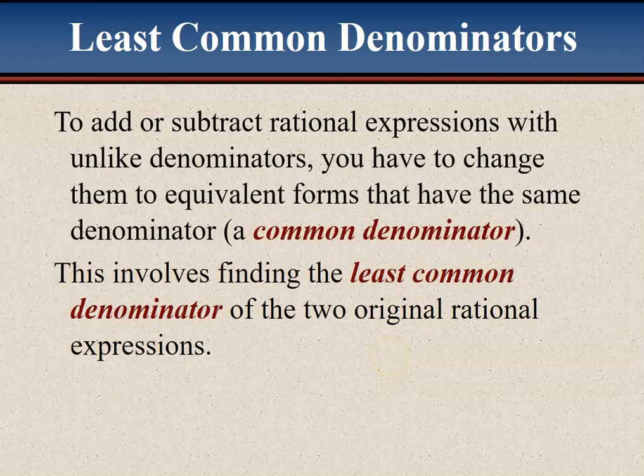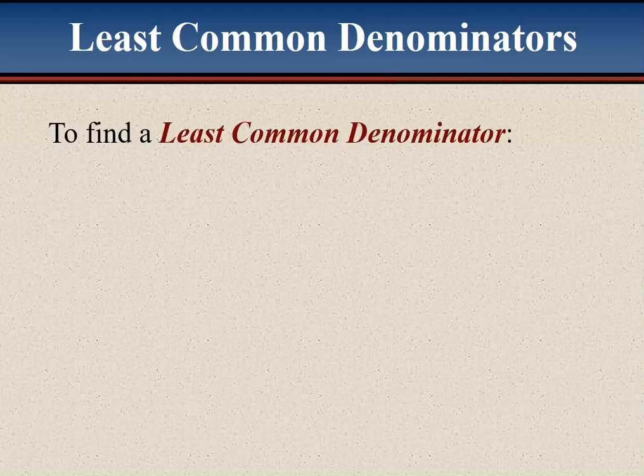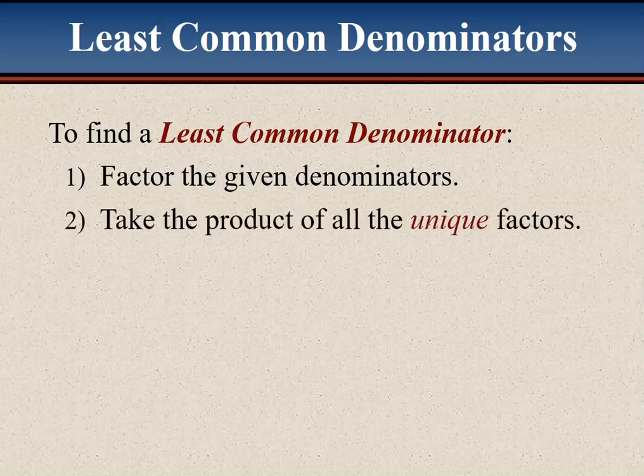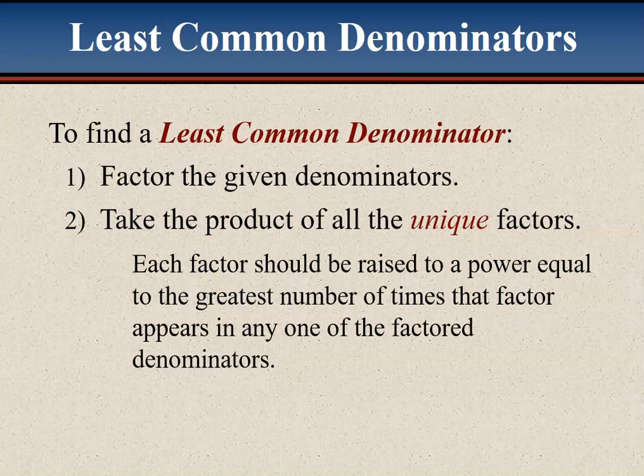To add or subtract rational expressions with unlike denominators, you have to change them to equivalent forms that have the same denominator, or common denominator. This involves finding the least common denominator of the two original rational expressions. To find the least common denominator, the first thing we will do is factor the given denominators, take the product of all the unique factors, and then each factor should be raised to the power equal to the greatest number of times that the factor appears in any one of the denominators.